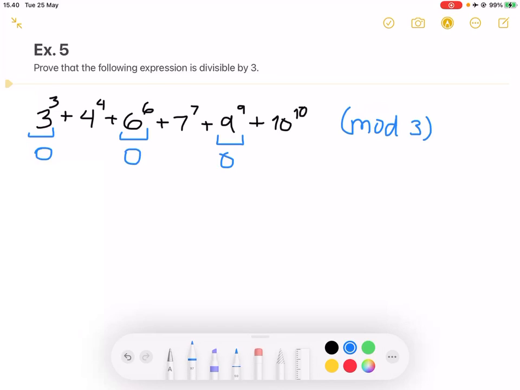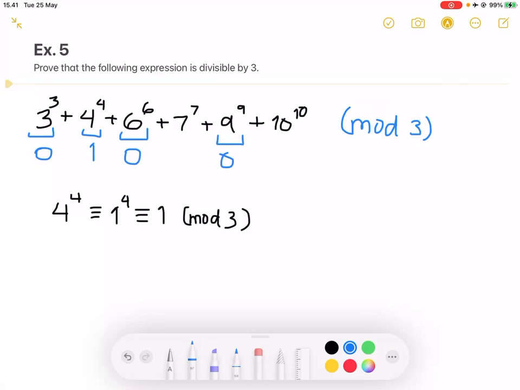Now, notice that 4 to the 4, 7 to the 7, and 10 to the 10, unlike 3 to the 3, 6 to the 6, and 9 to the 9, all do not have a factor of 3. So we need to do some reducing modulo 3 right here. So let's just work for 4 to the 4 mod 3. Notice that we can reduce this base to 1 to the 4th power, which is obviously 1. And don't forget we're working mod 3 here. So you can see that 4 to the 4 is actually congruent to 1 mod 3.